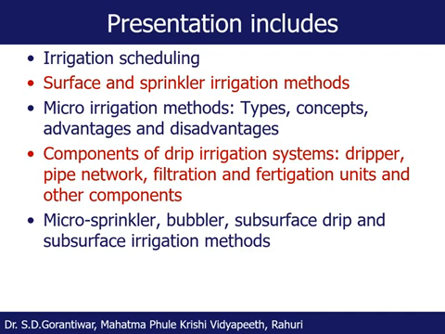This will be followed by micro irrigation methods themselves. What are their topics? What are their types? What are their concepts, advantages and disadvantages? This will of course be followed by the main part of this training lecture, that is components of drip irrigation system. These include drippers, pipe network, filtration and fertigation units and other components as well.